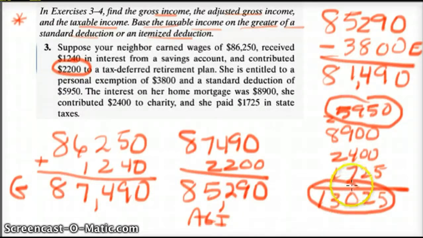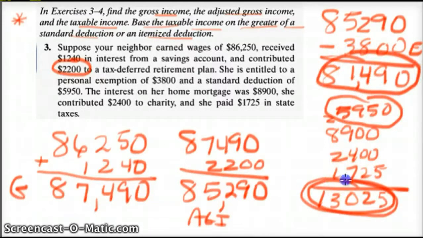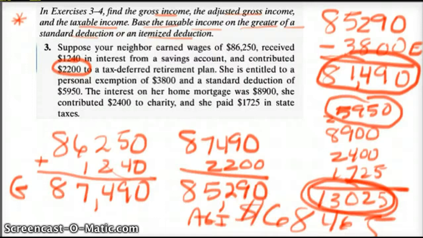See? And in order for you to find the taxable income, you're going to have to subtract this number from this number here, okay? So I have my calculator handy real quick. 81,490 minus 13,025. And the answer is 68,465. Okay? I hope that helps you out.